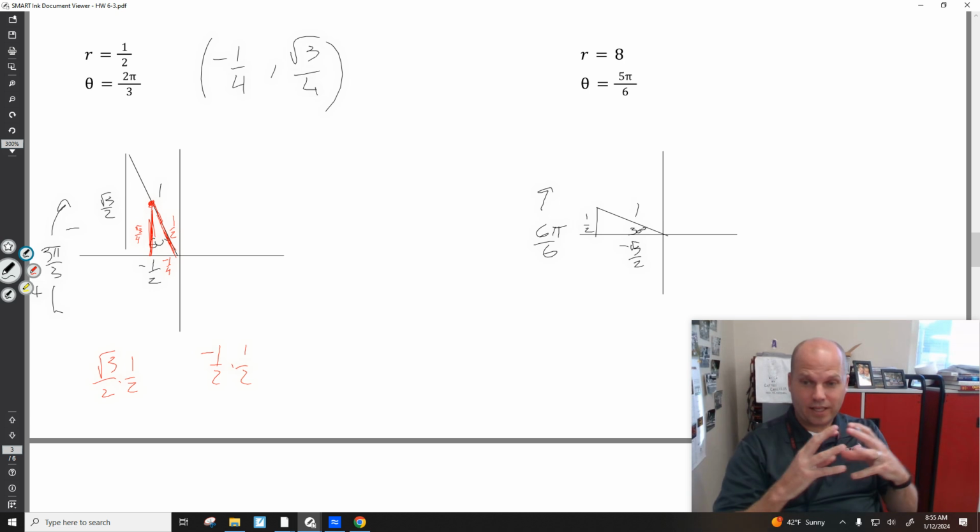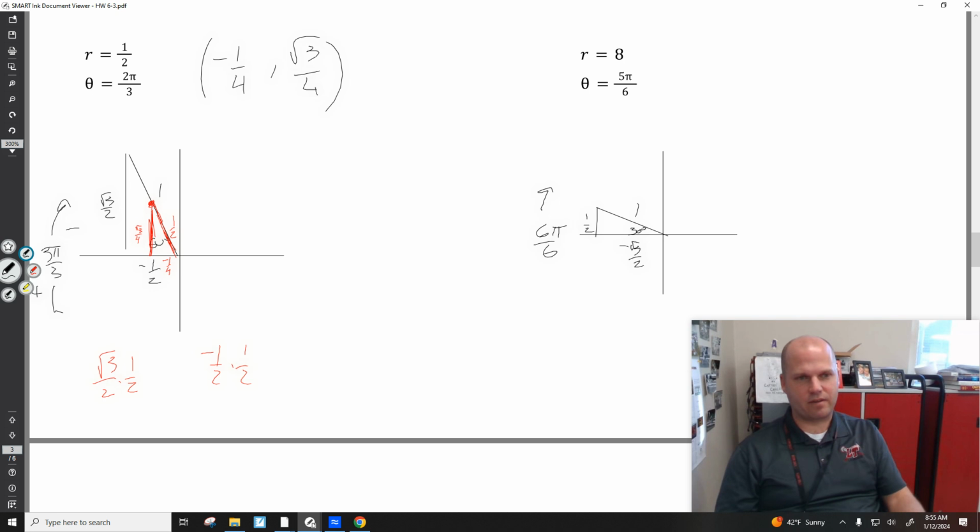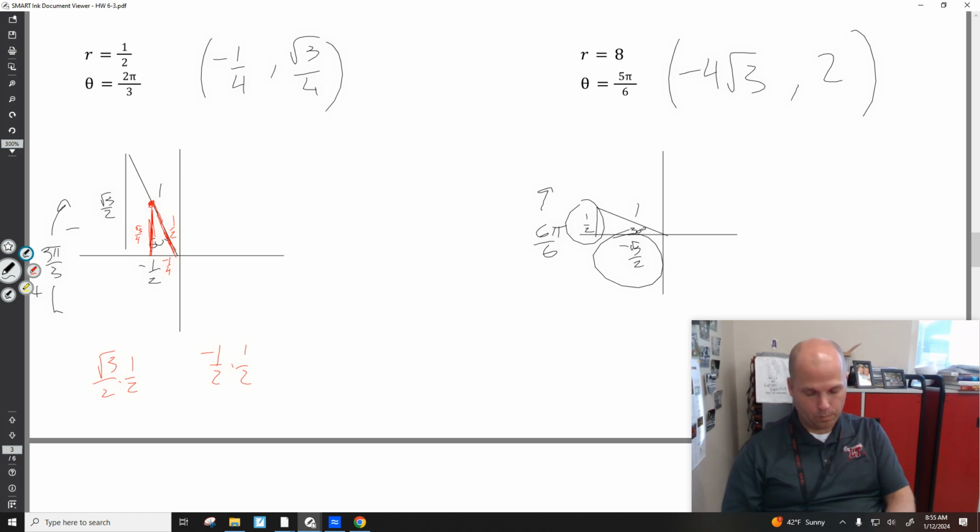If I want to expand this triangle to make it a radius of 8 to keep its proportionality, my multiplier is 8. I'm multiplying all of my side lengths and my radius by 8. So that means this turns into 4. This turns into 4 root 3. X then y. Negative 4 root 3 is this x distance times 4. My y distance times 4 is 2. Whoops, 2 root 3.